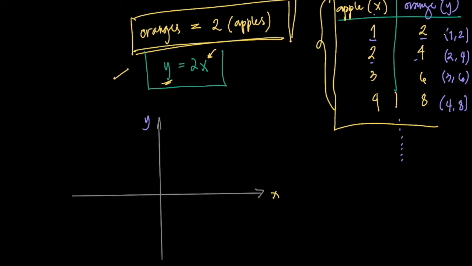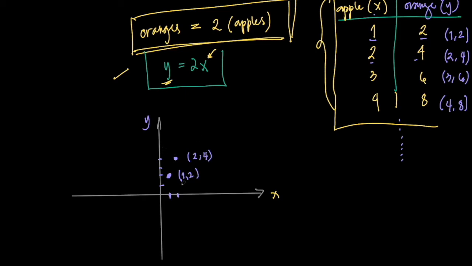With this, we can just plot these points on this Cartesian plane. So if we have 1 for our x, and we have 2 for y, this is our first point, (1, 2). For our second point, (2, 4), we have 2 for the x-axis and 4 for the y-axis. So in this case, it's here. This is our second point.